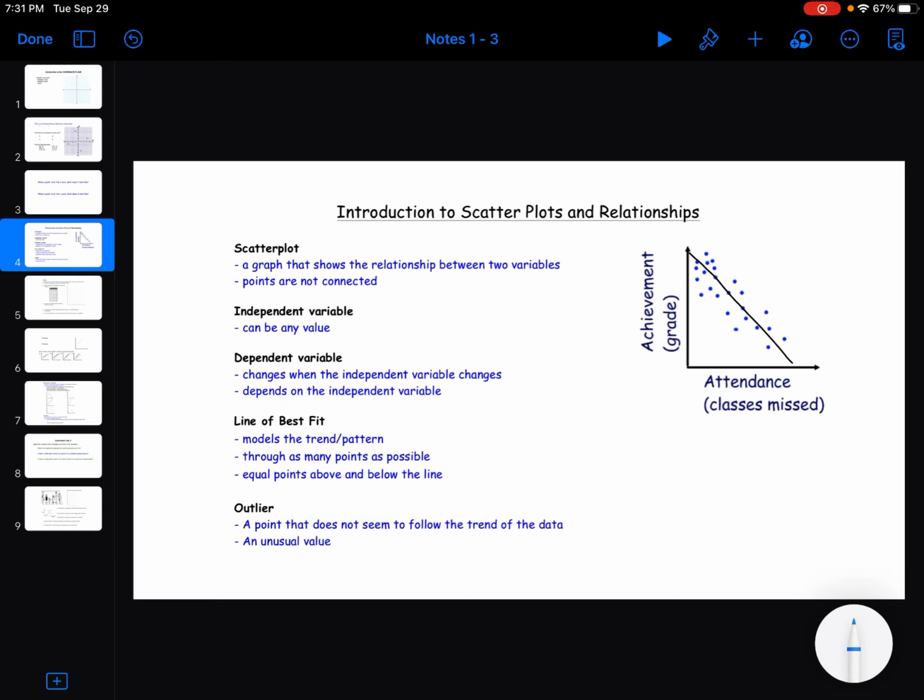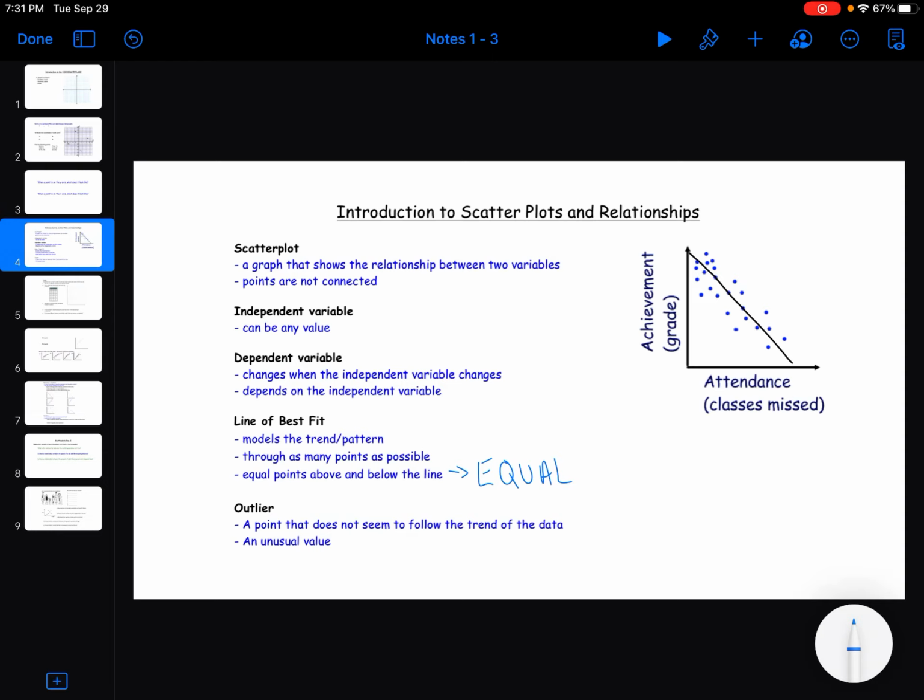Okay, a line of best fit, and that's what you see on the graph right now, models the trend or pattern. So the pattern here is going down to the right. Okay, the points start at the top and then they move down as I'm going to the right. It's going through as many points as possible, but sometimes it doesn't go through any. Okay, and that's an important thing to understand. It's really important to be able to grasp that sometimes the line of best fit doesn't go through any, as long as we have the points above and below the line equal. So they're equal distance. If I added the distance between the points on the top and the points on the bottom, they should be the same.